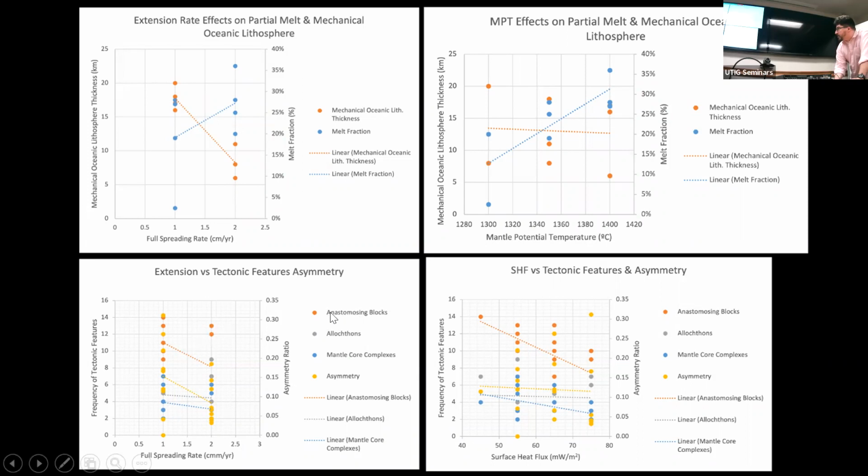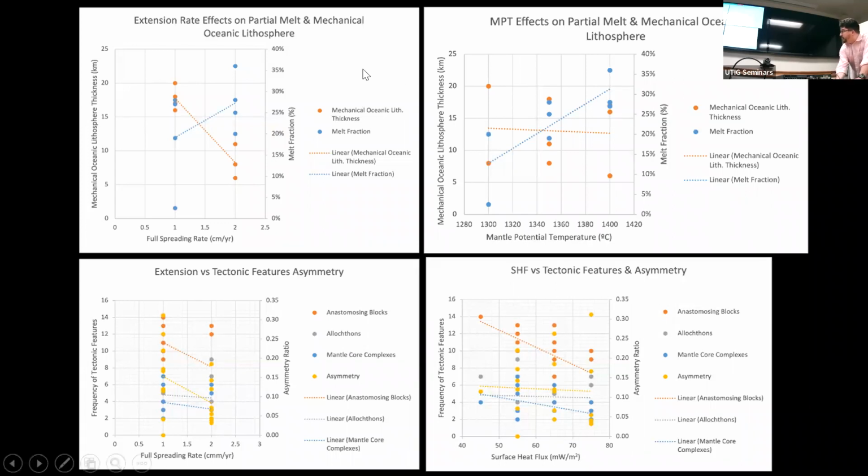This orange line, anastomosing blocks, is the number of these extensional duplexes. So you go into each model and count up every single one. They tend to decrease with increased spreading rate. The degree of asymmetry, so the width of one flank compared to the other flank, also drops off with increased spreading rate.